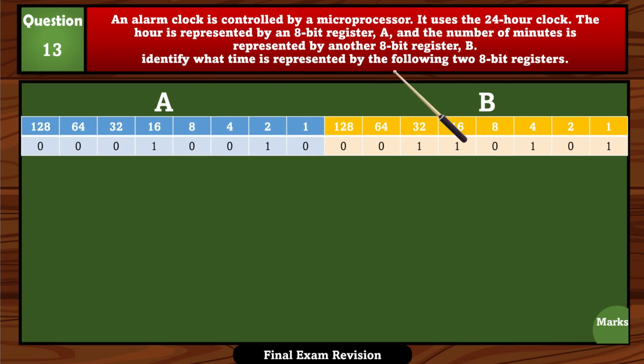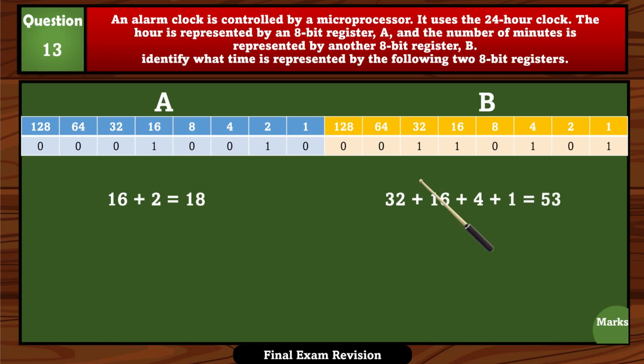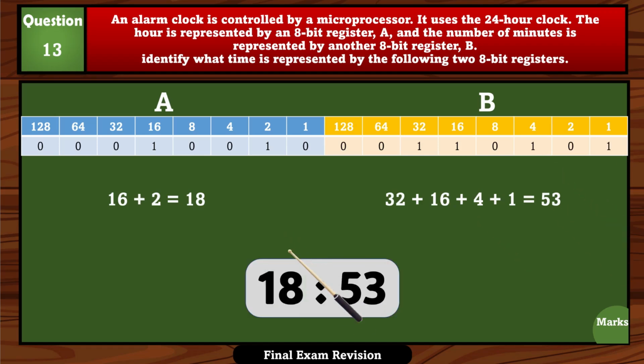Identify what time is represented by the following 8-bit registers. So simply we add those numbers underneath and we find the 1s. So 16 plus 2 is what? 18. Okay. And this one is what? 32 plus 16 plus 4 plus 1, we get 53. So time is what? 1853 shown on the clock.